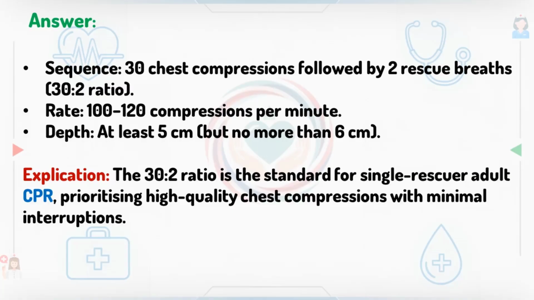Rate: 100 to 120 compressions per minute. Depth: at least 5 centimeters, but no more than 6 centimeters. Explication. The 30:2 ratio is the standard for single rescuer adult CPR, prioritizing high-quality chest compressions with minimal interruptions.